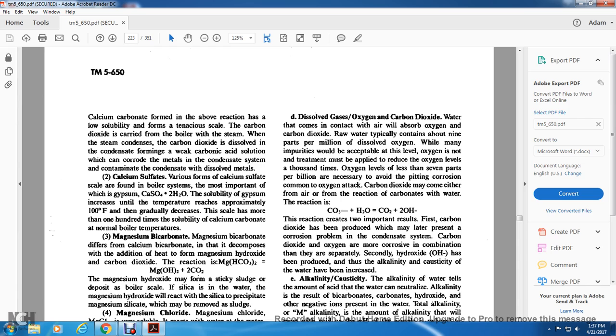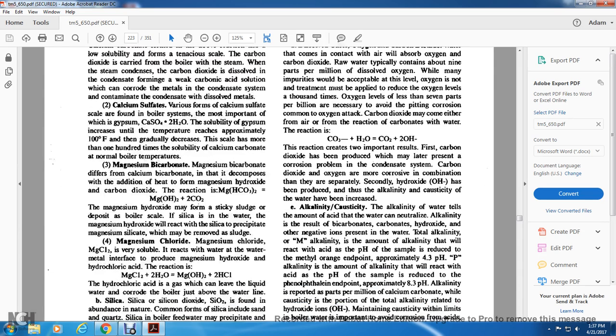Calcium sulfate forms calcium sulfate scale, found in boiler systems. The most important is gypsum, calcium sulfate with 2 water molecules. The solubility of gypsum increases with temperature, reaches a maximum at approximately 100 degrees Fahrenheit, then gradually decreases. The scale has more than 100 times the solubility of calcium carbonate at normal temperature.